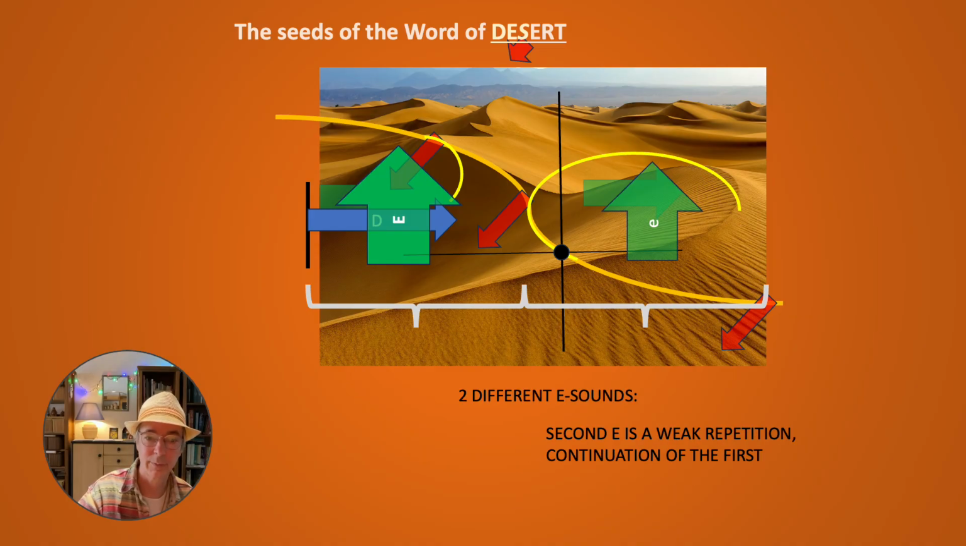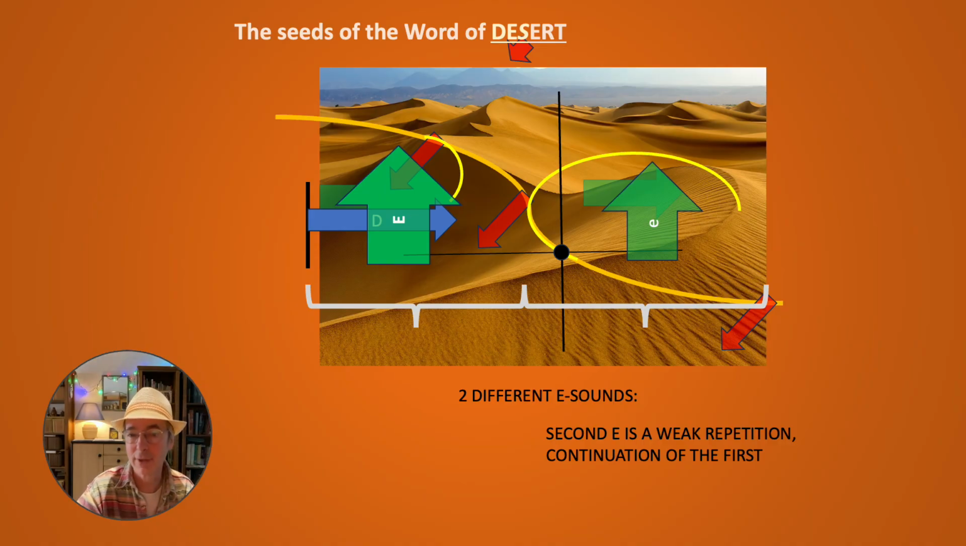This is the conclusion, where you have two different E sounds as well. Desert: you have the E as the larger pronounced sound, and the second as the slower, lower frequency sound. It almost follows it up. It's not that important, so it follows the same path. It's almost like a weak repetition and a sort of continuation of what we first initiated in the first E. That is just what I'm seeing in the word.